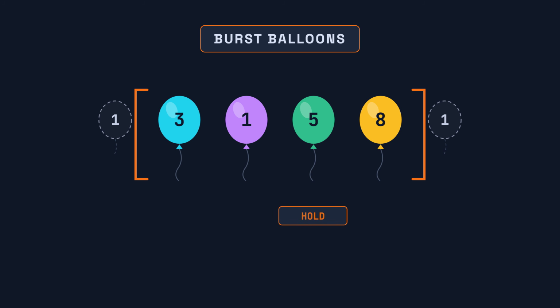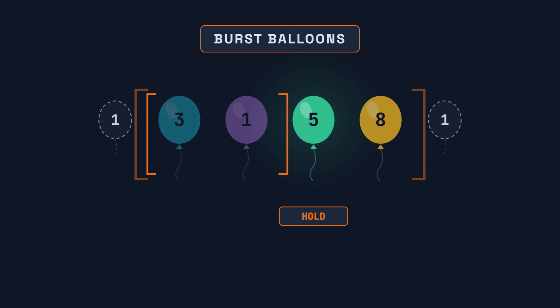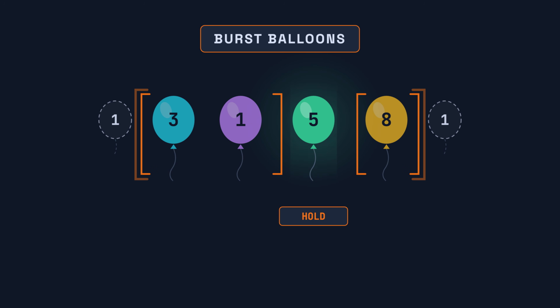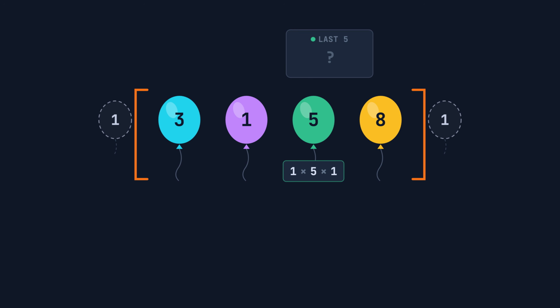Say the 5 is the last. Then the 5 stays on the board until the very end. Everything on its left gets popped while the 5 is still there, and the same on its right. The two sides can never touch each other because the 5 is always between them. So we can solve the left side on its own, solve the right side on its own, and add one final pop at the end. 1 times 5 times 1. That's one candidate for the last balloon.